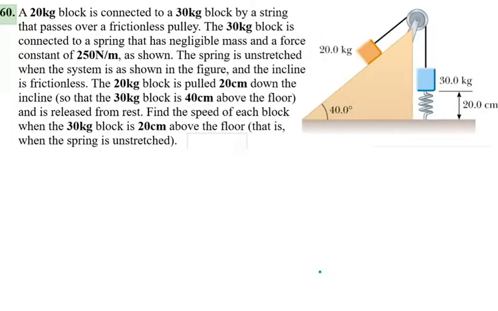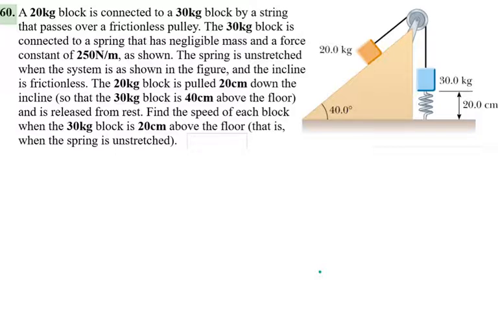Here might be our last question for this video. A 20 kilogram block is connected to a 30 kilogram block by a string that passes over a frictionless pulley. The 30 kilogram block is connected to a spring that has negligible mass and a force constant of 250 newtons per meter, as shown. The spring is unstretched when the system is as shown in the figure, and the incline is frictionless.